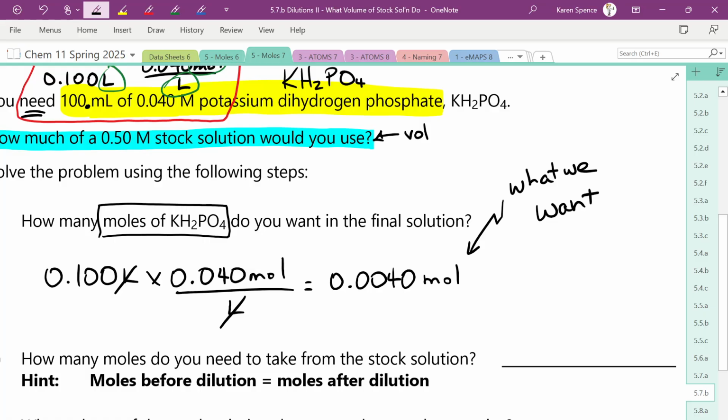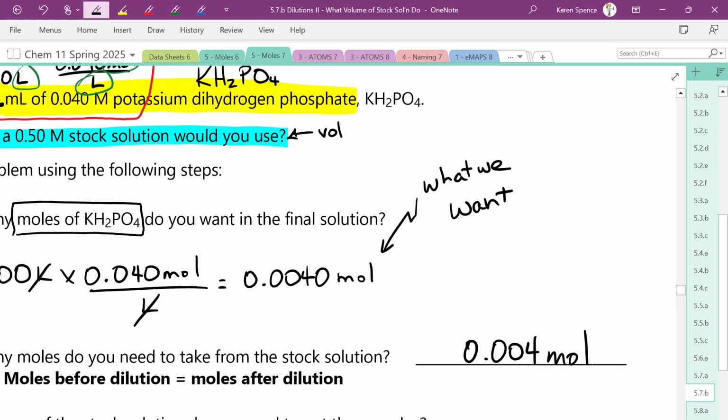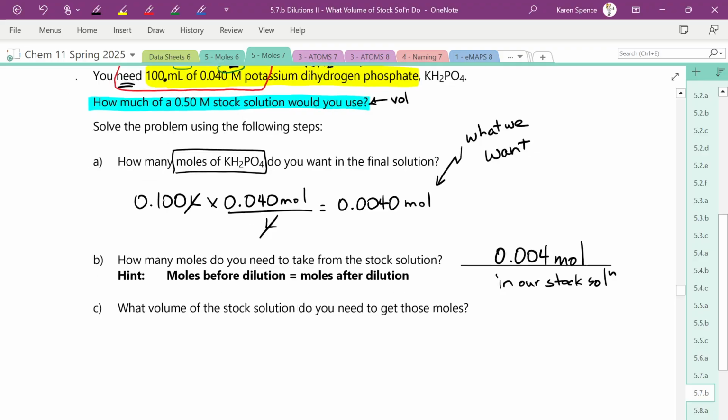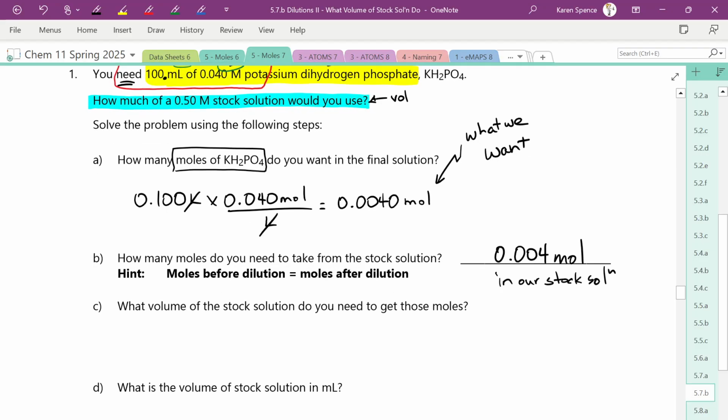One donut. Okay, so if we want 0.004 moles, how many moles should we take? 0.004 moles. That's how much we want in our stock solution. Okay, because the moles before dilution are the same as the moles after dilution. Yes? Sorry? 2 sig figs? Yeah, probably. There we go. Okay.